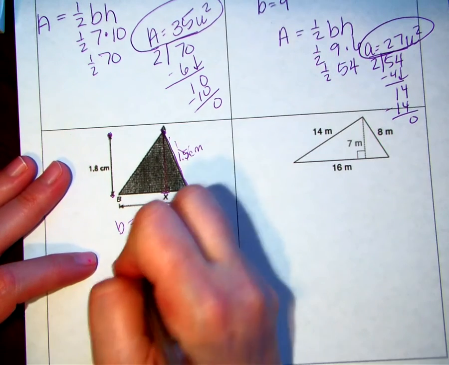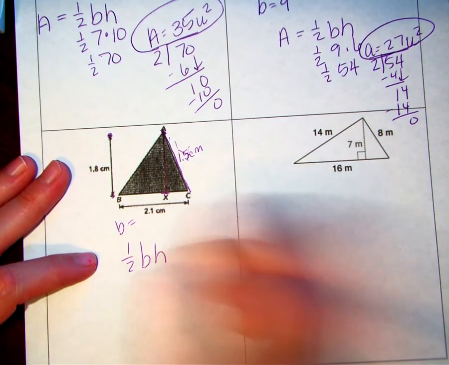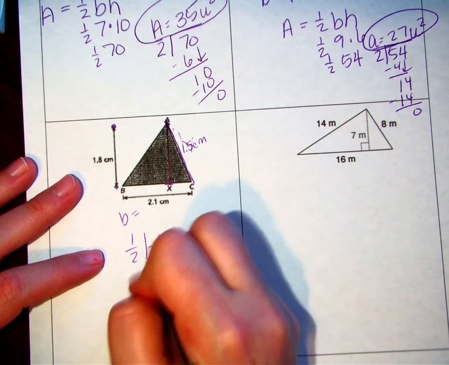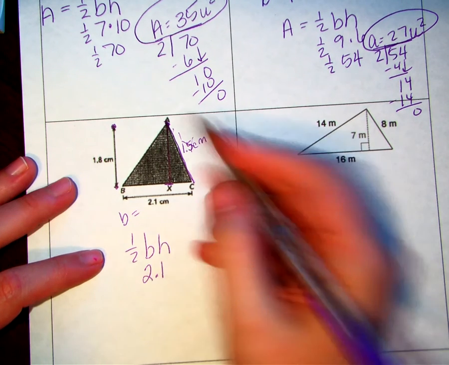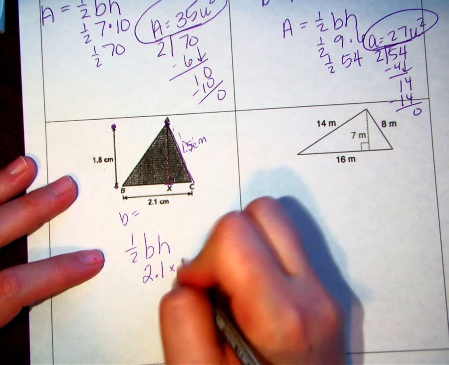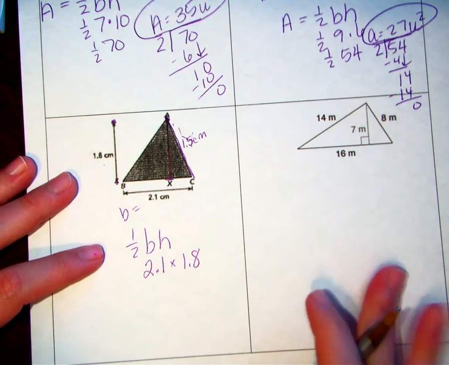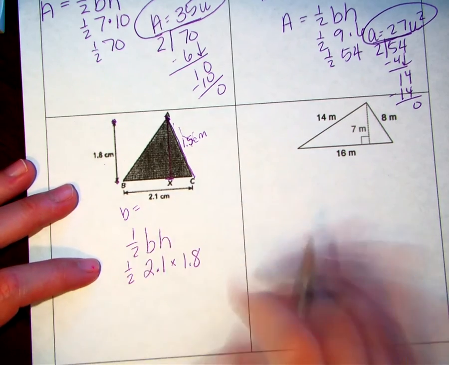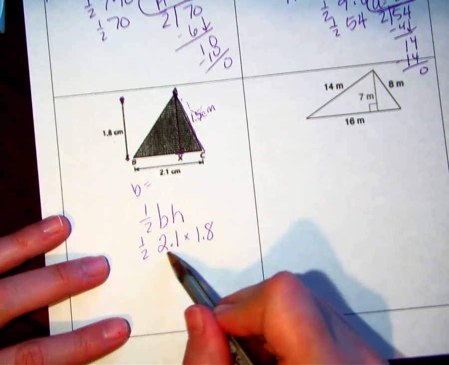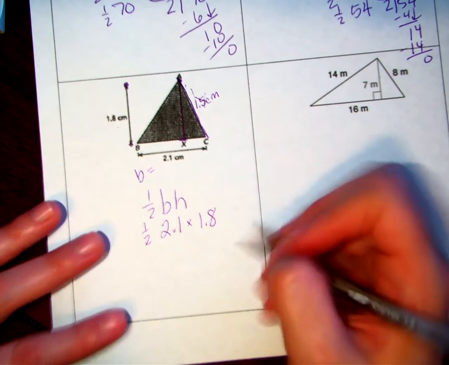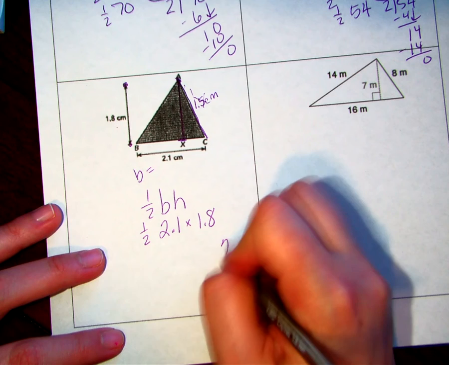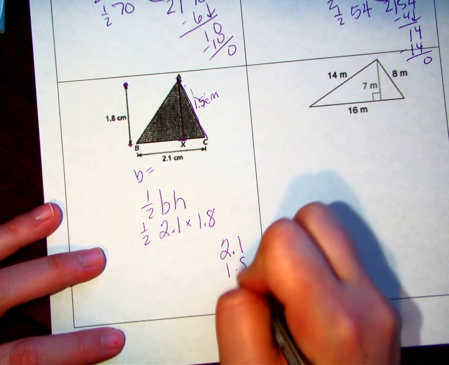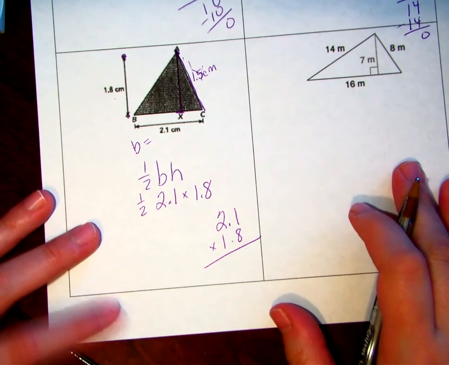So you're going to plug it in, 1/2 base height. So your base is 2 1/10. Your height is 1.8. And then you're going to take half of that when you're done. So multiply your two numbers. Yes, there's decimals, but pretend like it's 21 times 18. You leave your decimals where they are and just multiply.